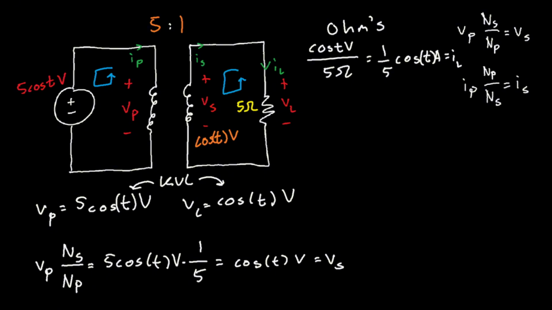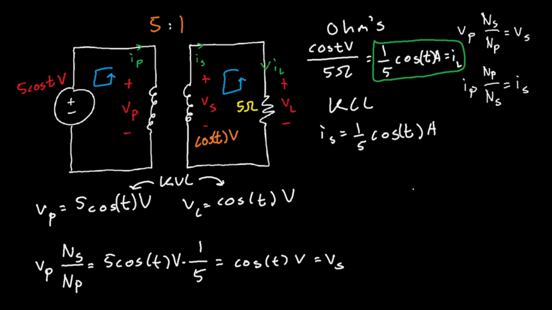I of L. Let's go ahead and circle this because this is important. Keep this in mind. Okay, let's not overlap the equations. Once you find I of L, you're going to realize that these two are in series, correct? I of S and I of L are traveling the same path. Therefore, if I use a little bit of KCL, I of S is equal to I of L, which is 1/5 cosine of T amps.